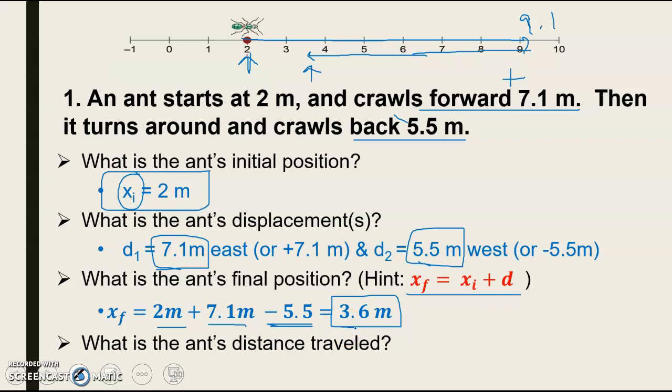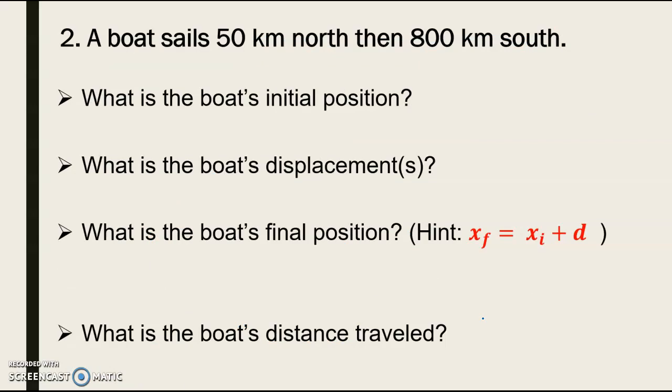That's the final position. All right, our last part, what is the ant's distance traveled? Now remember, distance is every step of the journey. You add everything together. So to find distance, you would add 7.1 plus 5.5, and you should get 14.6. All right, let's look at number 2.